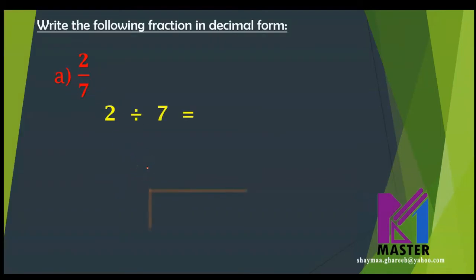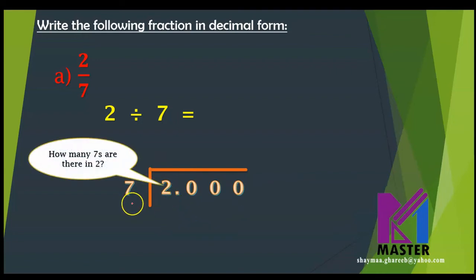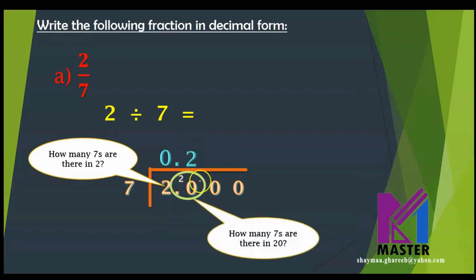2/7, same as 2 divided by 7. I will add zeros to get more decimal places. 2 divided by 7, how many 7's are there in the 2? 0, remainder 2. Decimal point at the space. 20 divided by 7, how many 7's are there in the 20? 2, remainder 6. So I will write the 2 up and the remainder here.